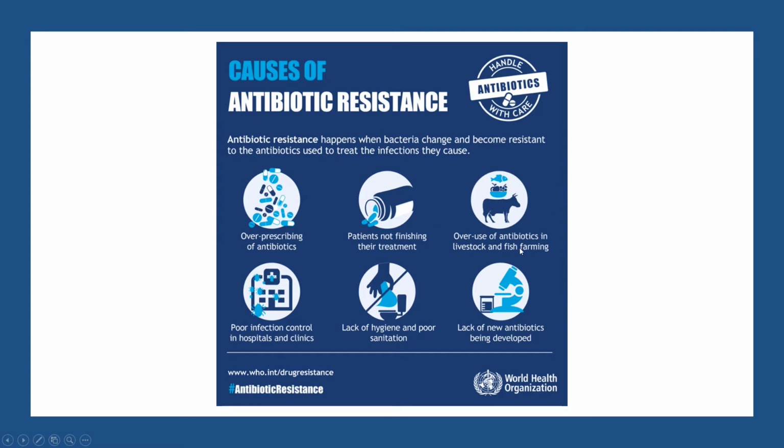Overuse of antibiotics in livestock and fish farming. Buying more organic and locally grown stuff from the smaller farmers will reduce that. The CAFOs is where this is the biggest issue.